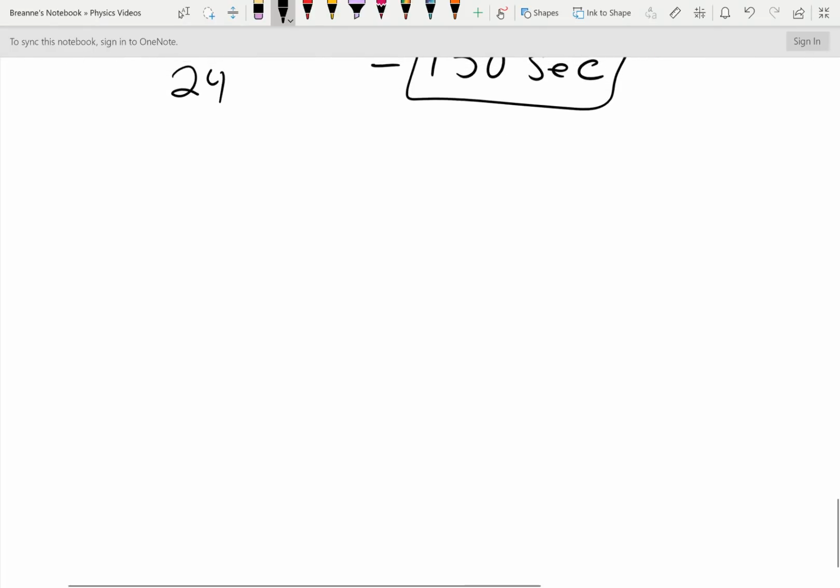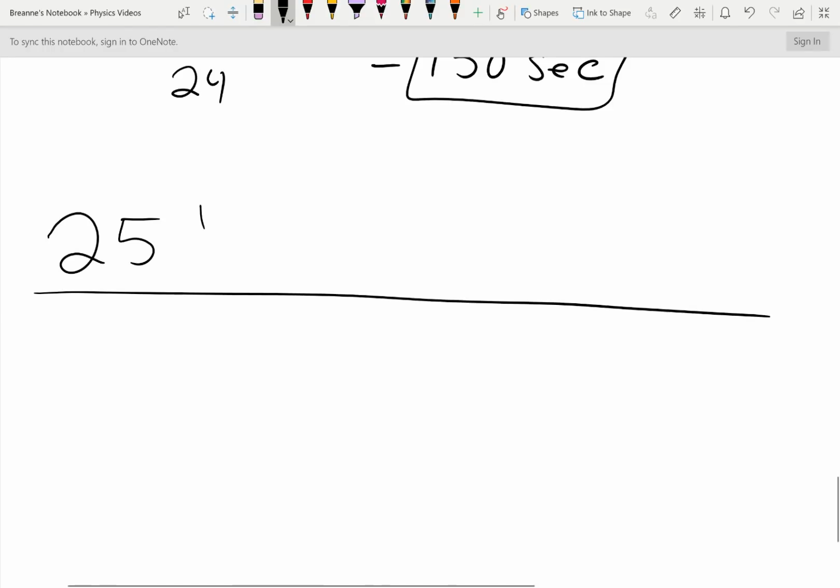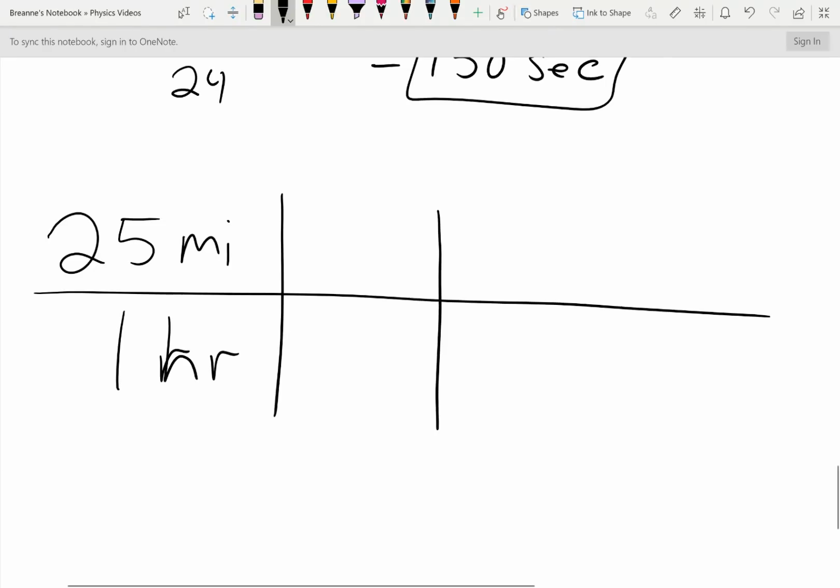Now let's look at the next one. The next one is in miles per hour. I've given you 25 miles per hour to be exact. So 25. If you remember, per means divide. So I gave you 25 miles per 1 hour. We can just focus on one at a time. So let's focus in on the miles. We don't want miles, so miles get shunned to the bottom.